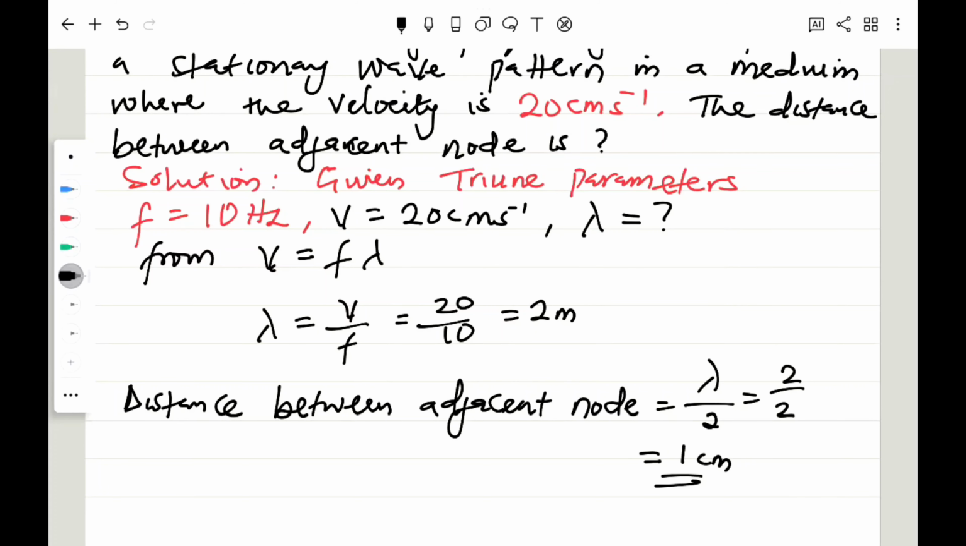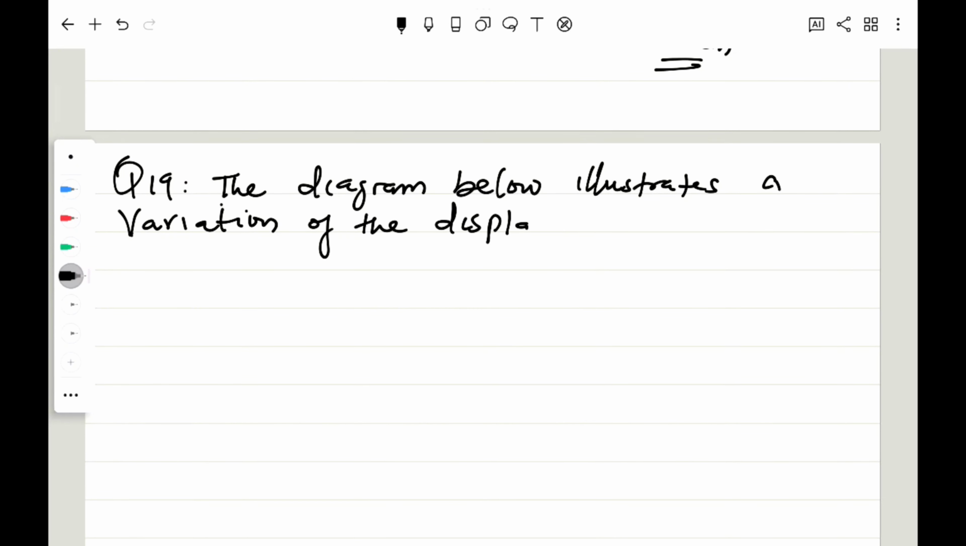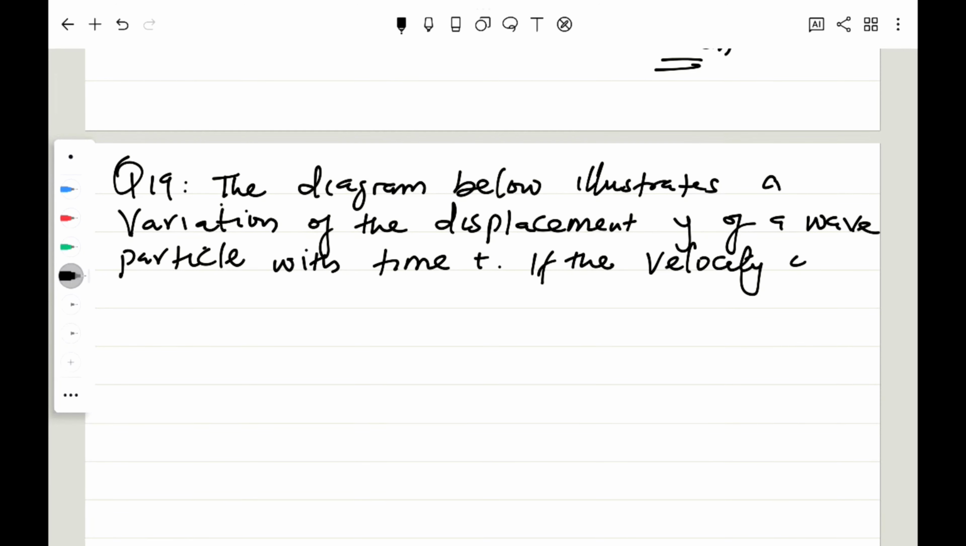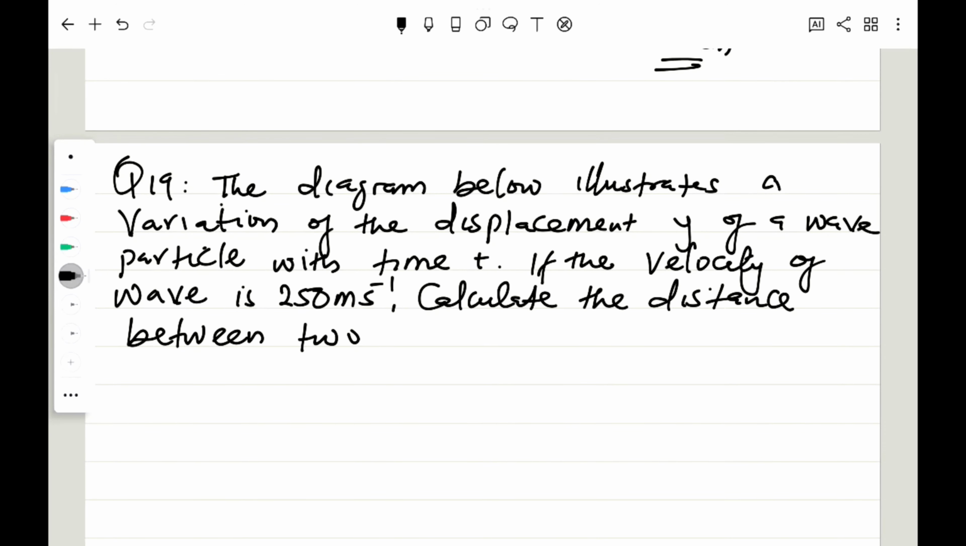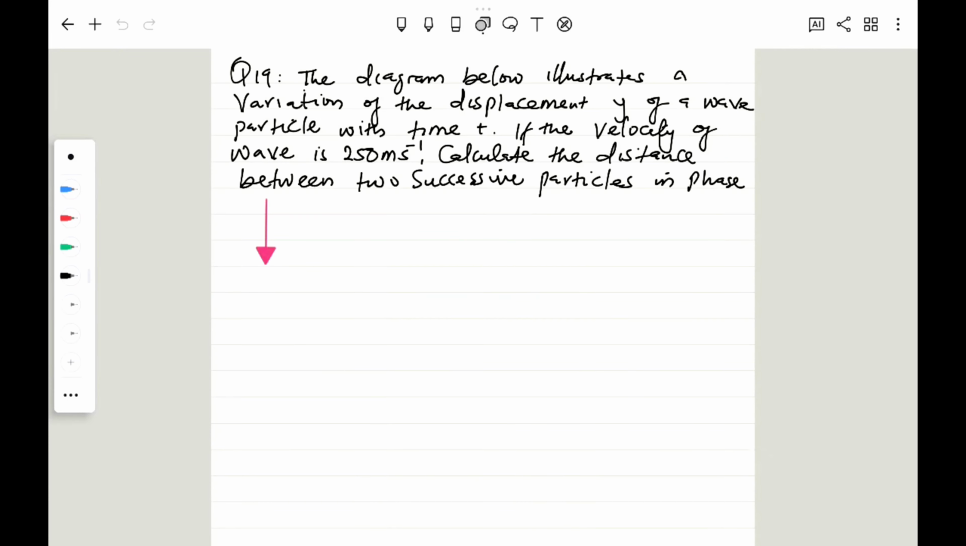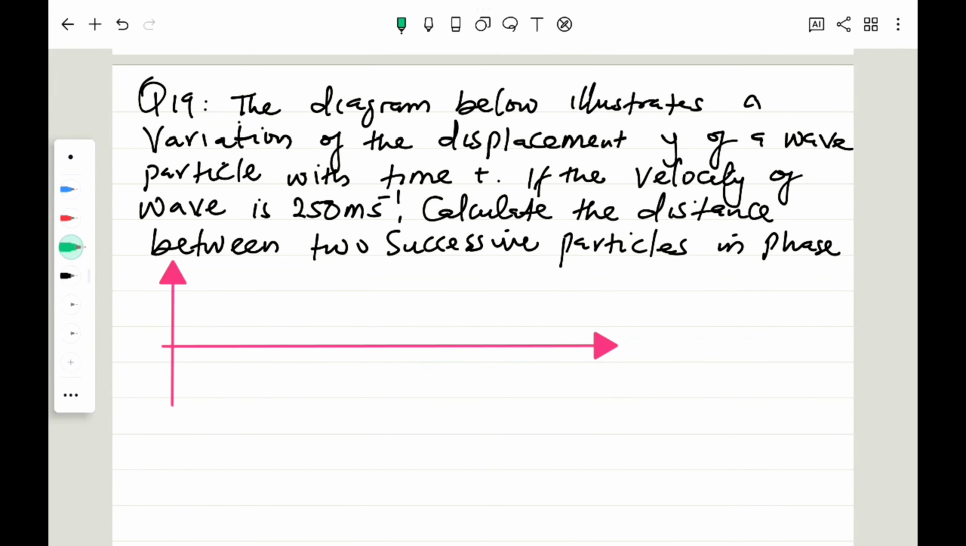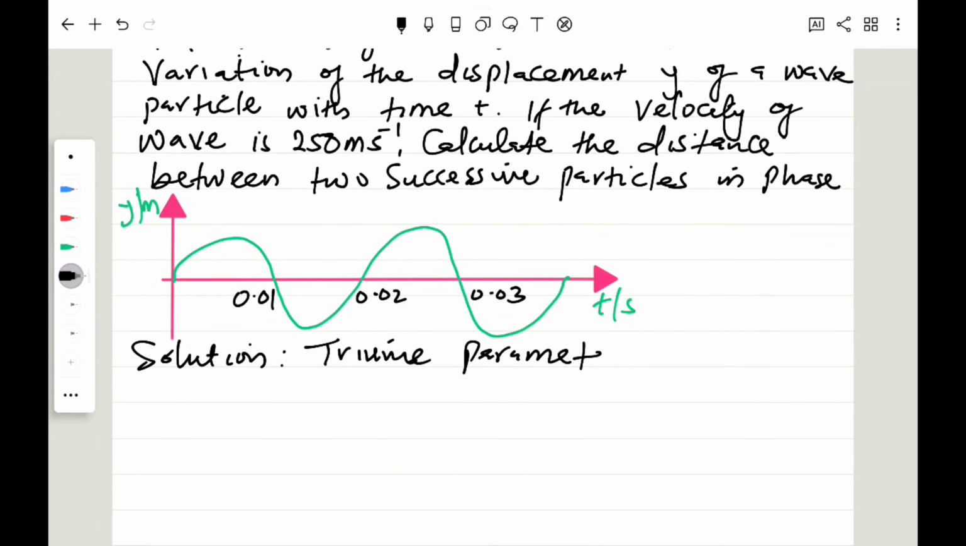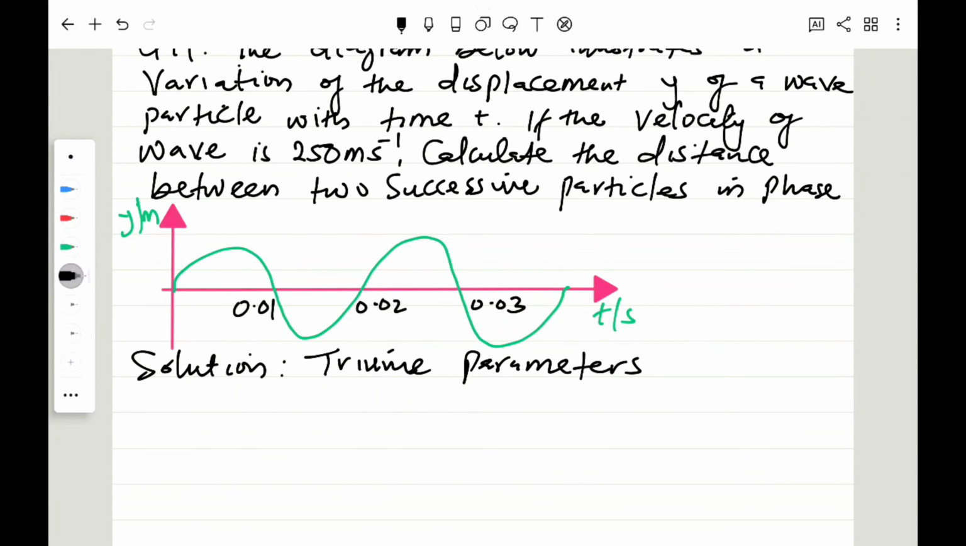Is that clear? The next question, question 19. The diagram below illustrates a variation of the displacement y of a wave particle with time t. If the velocity of the wave is 250 meters per second, calculate the distance between two successive particles in phase. So this is the diagram. Solution: our given parameters, the velocity is 250 meters per second. We need to calculate the distance between two successive particles in phase, so we need to know our wavelength. That is one cycle.